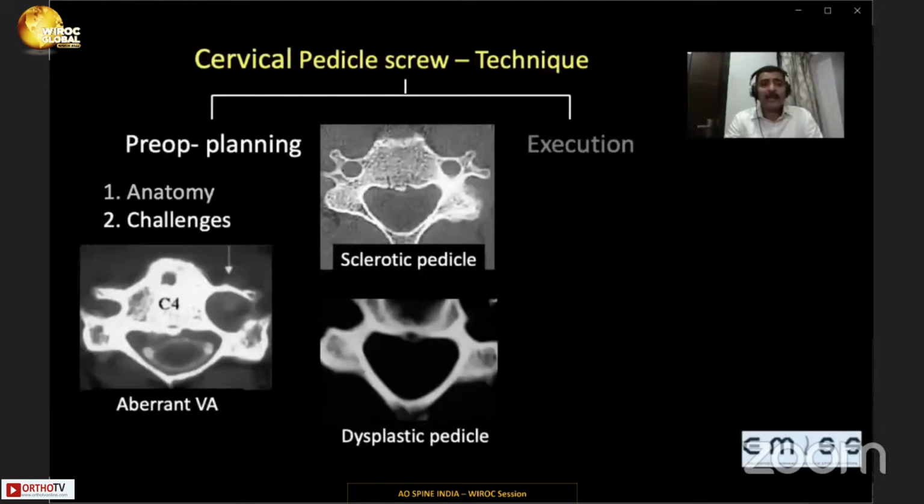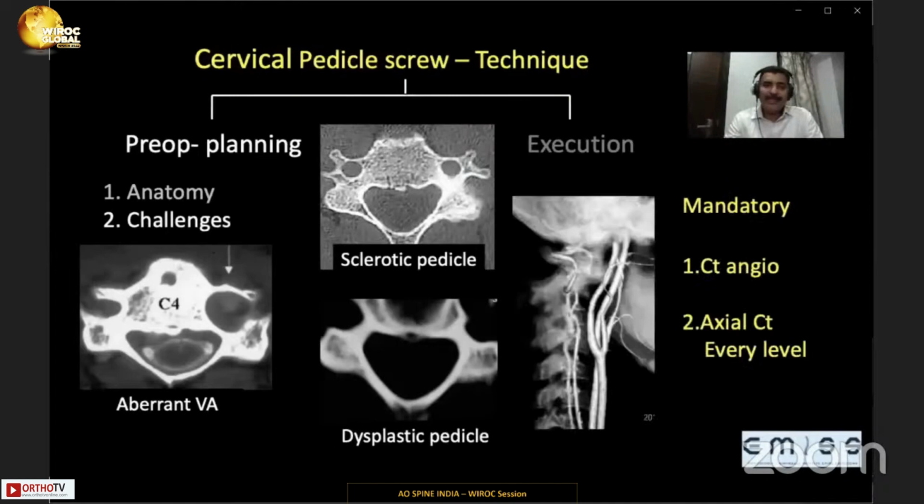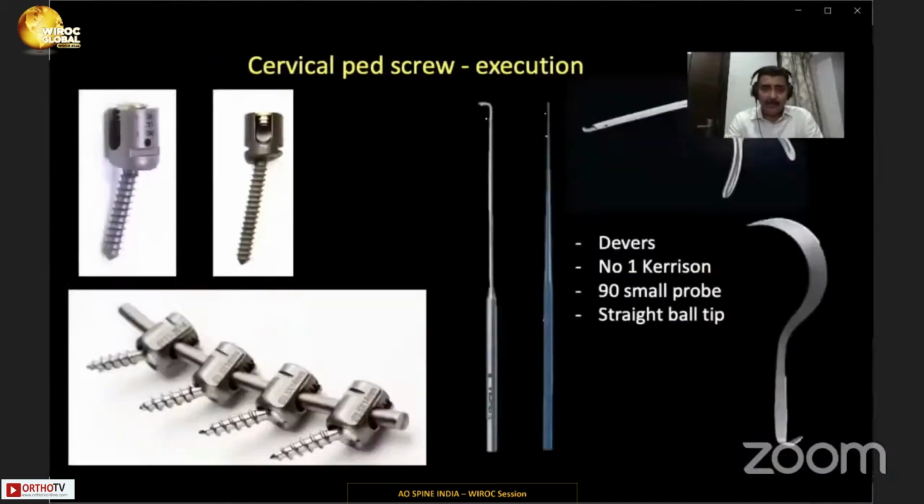The abnormal challenges are related to the vertebral artery foramen. Sometimes we can have enlargement of the foramen or aberrant vertebral artery. The most common is the sclerotic pedicles, wherein the incidence is almost 25%. And if you don't pick up these sclerotic pedicles, although there's a way of putting a screw in the sclerotic pedicle, it's extremely risky, better to avoid it, and you can consider some other options like a lateral mass, or you can just skip the level and go proximally and distally. And the other is the dysplastic pedicle, obviously where you cannot put in pedicle screws. Hence, in each and every case of pedicle screw fixation, it's extremely important that you get a CT angio and an axial CT at each and every level.